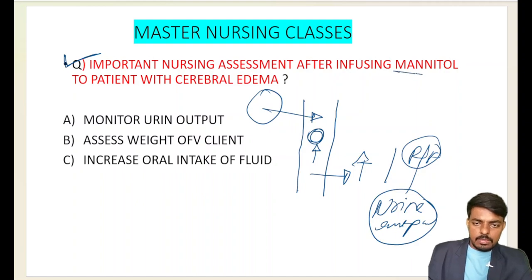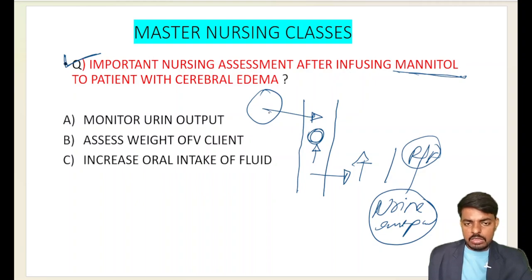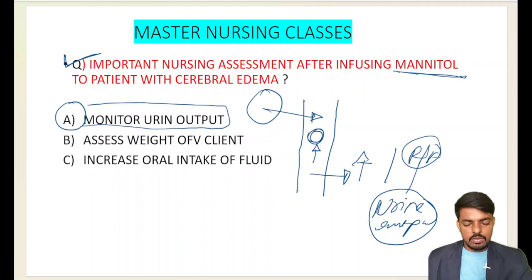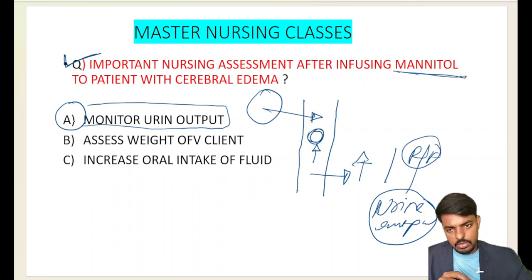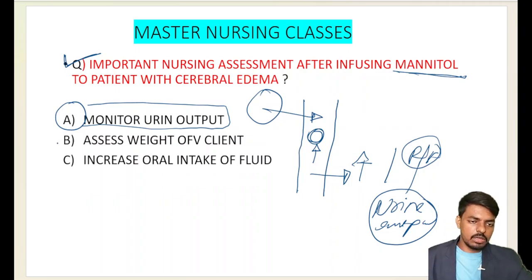Mannitol is an osmotic diuretic. We give mannitol to decrease the intracranial pressure. Very importantly, since it is an osmotic diuretic, we will assess the urine output of the patient. The important nursing assessment when giving mannitol is to assess for increased urine output. If the urine output is increased, the fluid is coming out of the body, and the cerebral edema is decreasing. This is how we assess the effectiveness of mannitol. We can also assess the weight of the client, but it is not associated with this question.